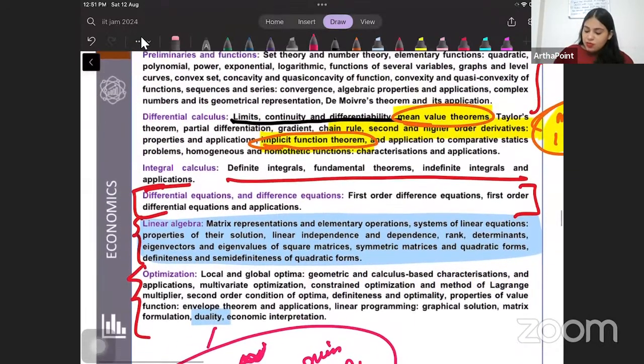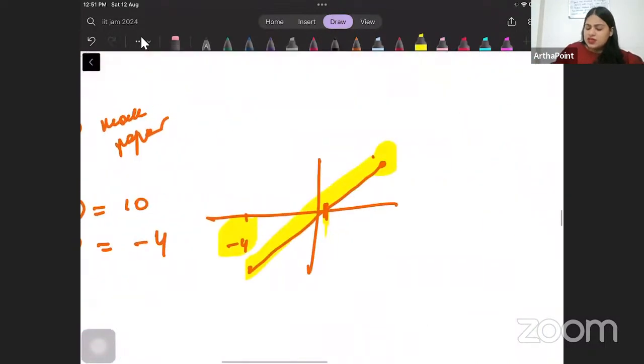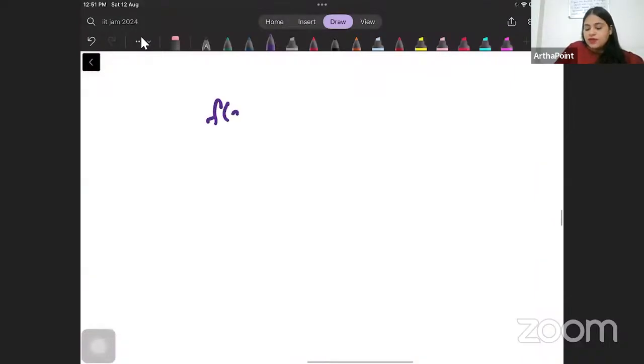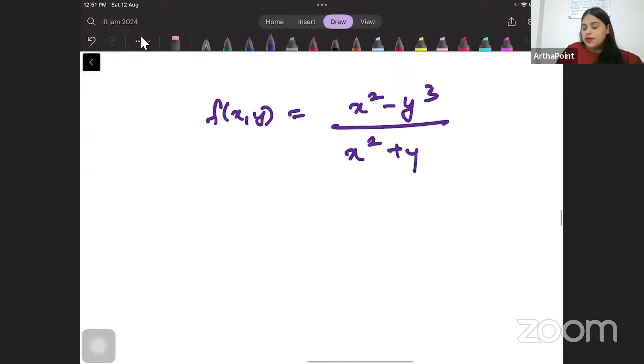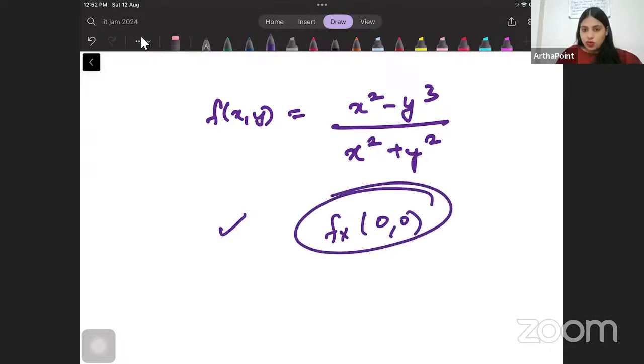अच्छा बेटा, इधर मैं आपको बोल रही थी ना, I will give you an example. You can write an example also. So what about two variable? Something like this. Let's say if I tell you the function is x square minus y cube upon x square plus y square, and I ask you if this is continuous or not. Does the function partial derivative exist at 0, 0 or not?